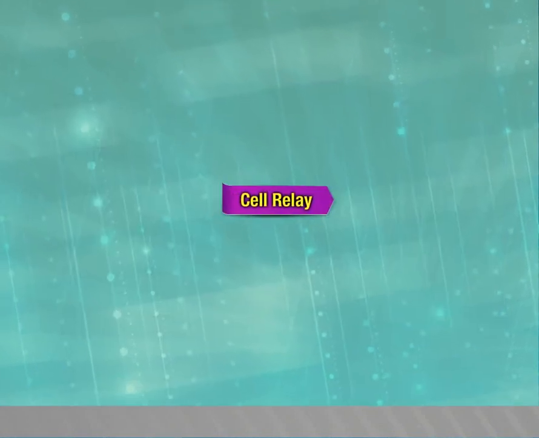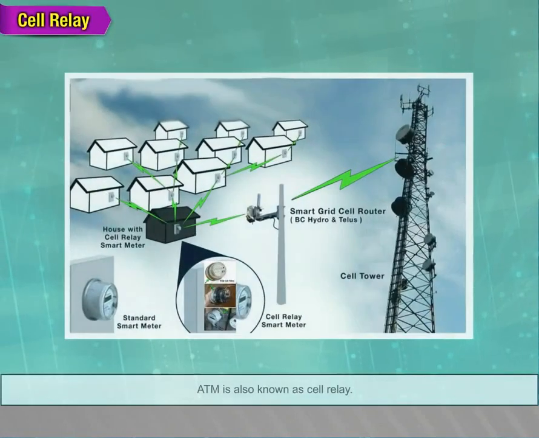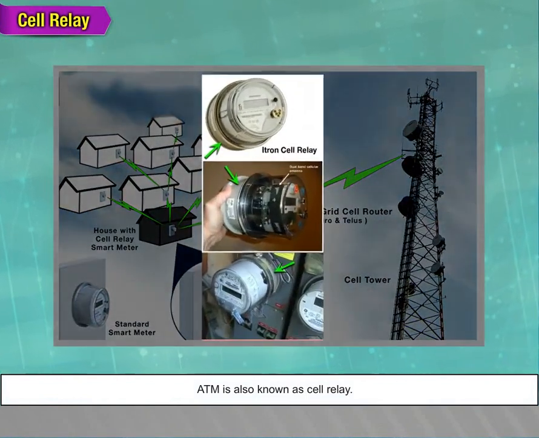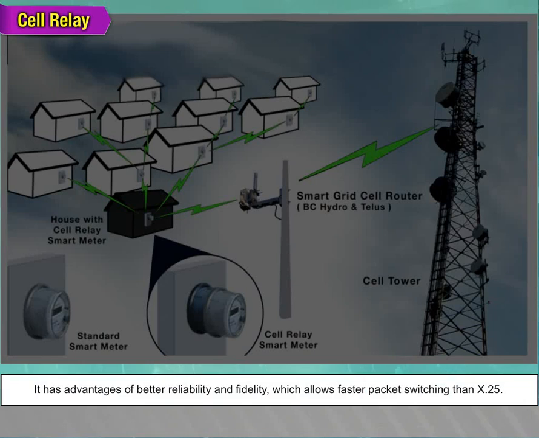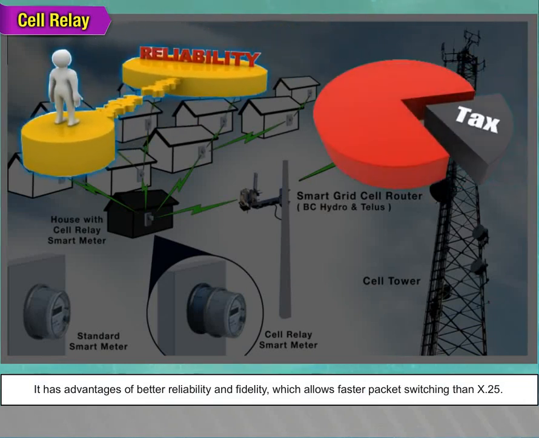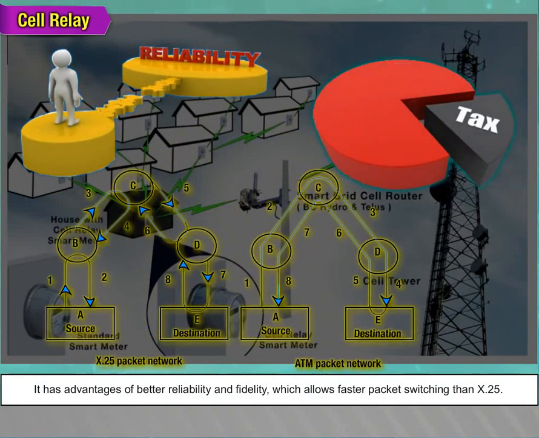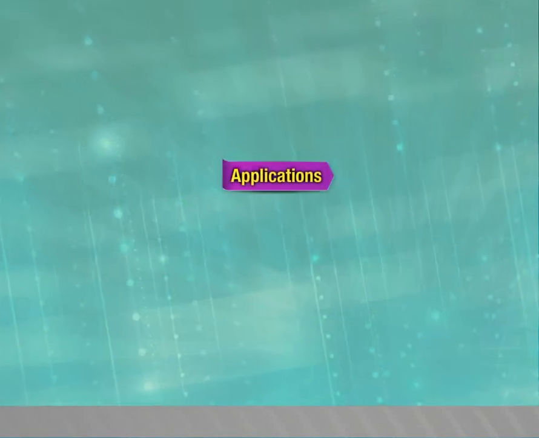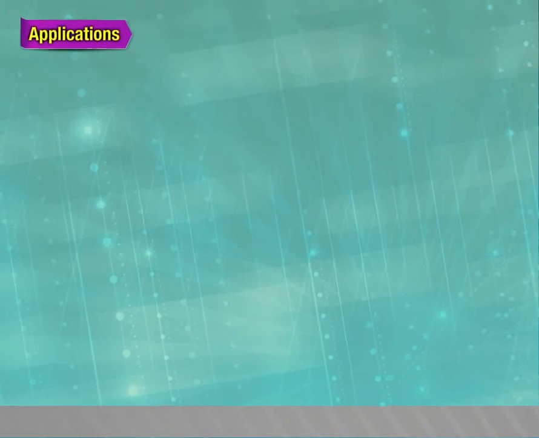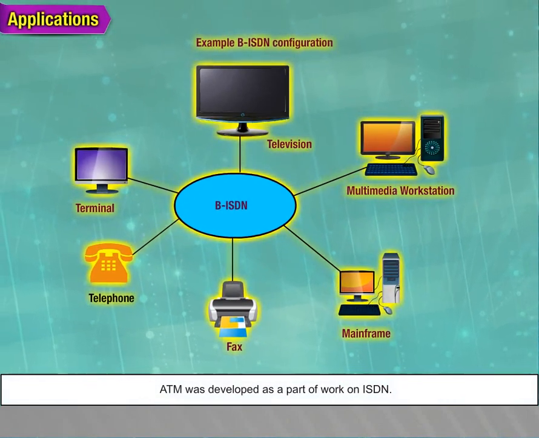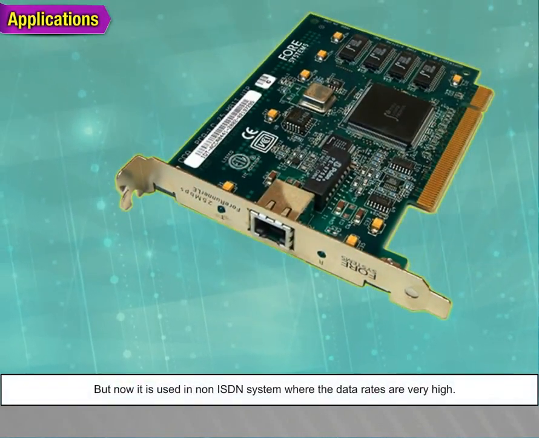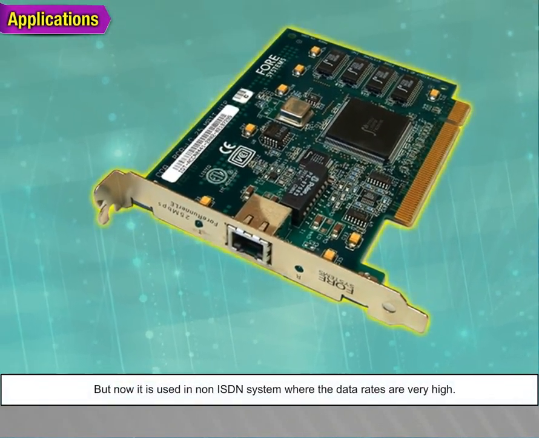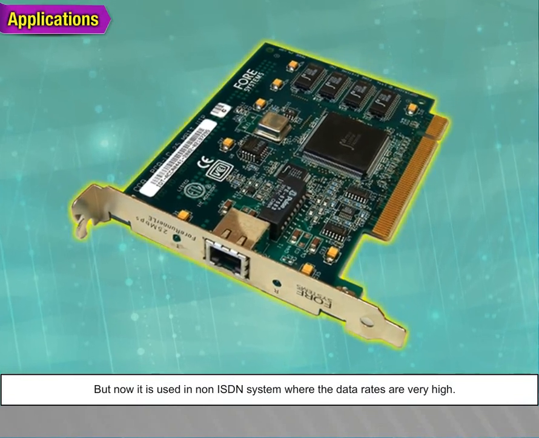Cell relay. ATM is also known as cell relay. It has advantages of better reliability and fidelity, which allows faster packet switching than X.25. Applications. ATM was developed as a part of work on ISDN. But now it is used in non-ISDN systems where the data rates are very high.